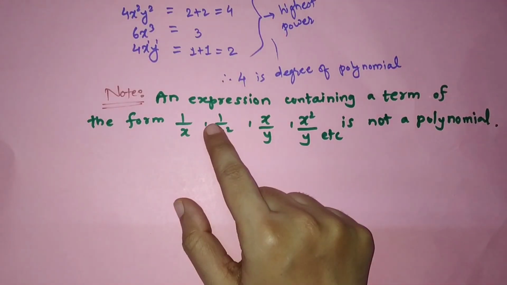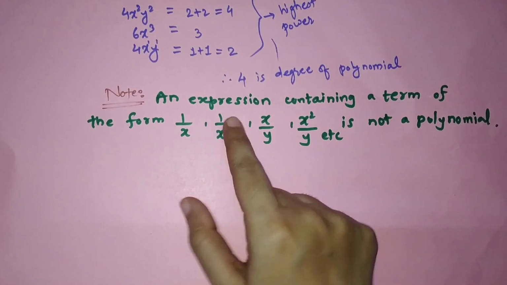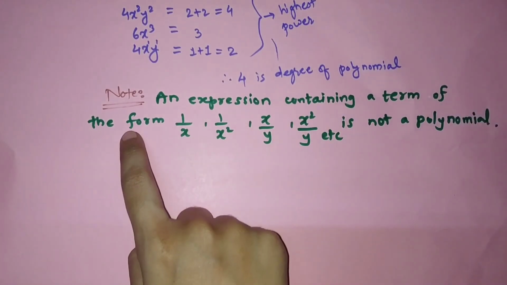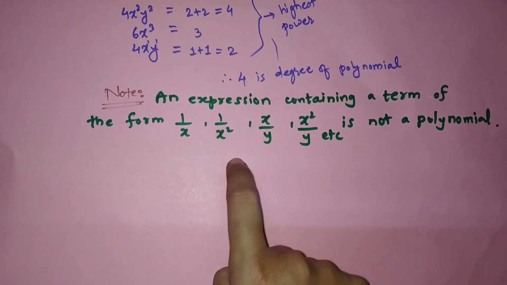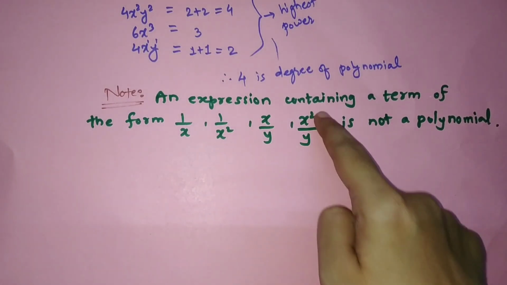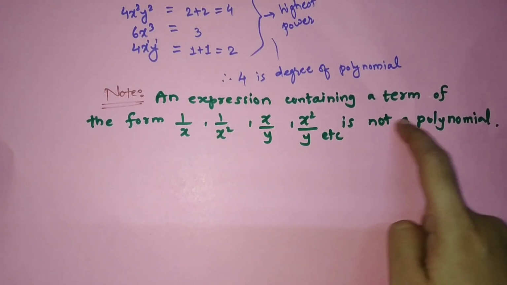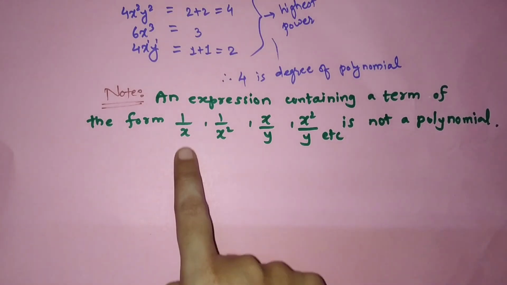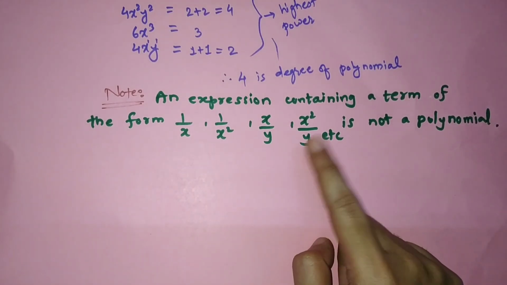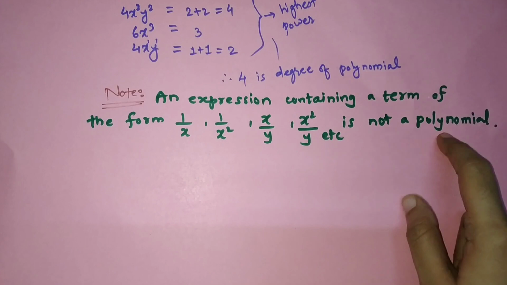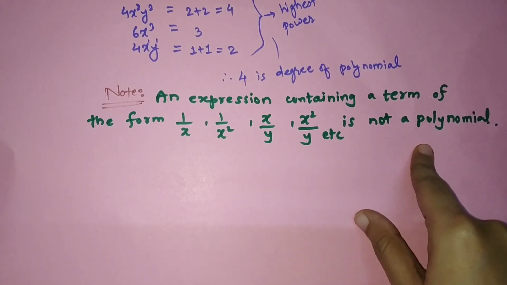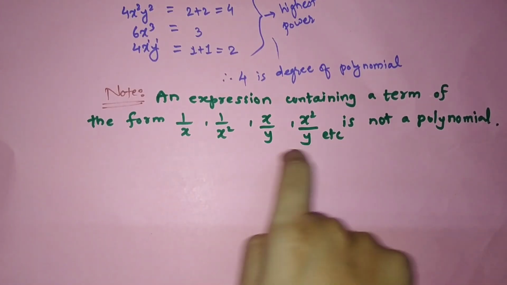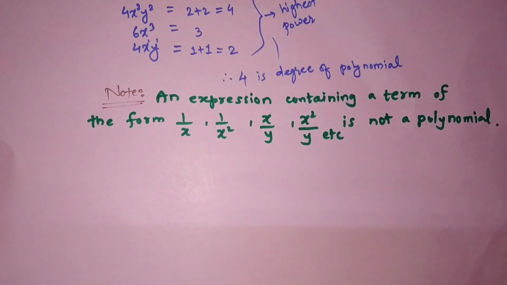And friends, here is a note for you. An expression containing a term of the form 1 by x, 1 upon x square, x by y, x square by y, and so on is not a polynomial. Whenever a variable is in the denominator, you cannot call it a polynomial. So we need to keep in mind that if an expression contains any such term in which a variable is in the denominator, we should not call it a polynomial.